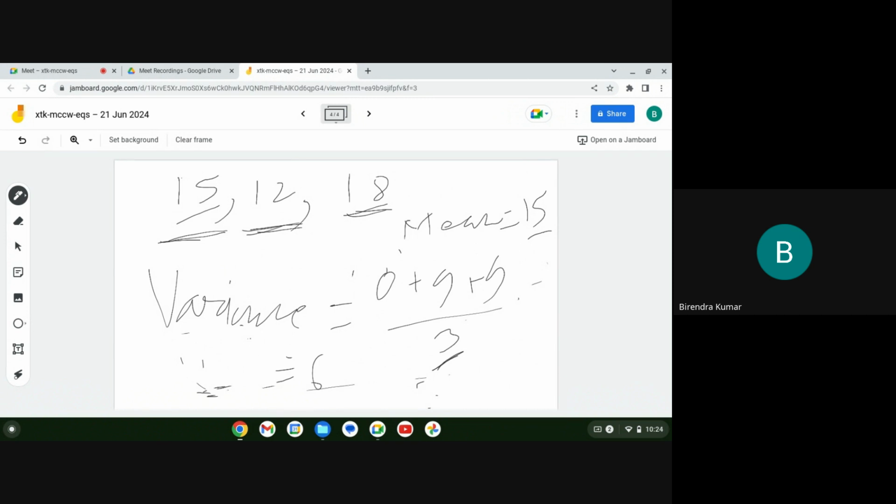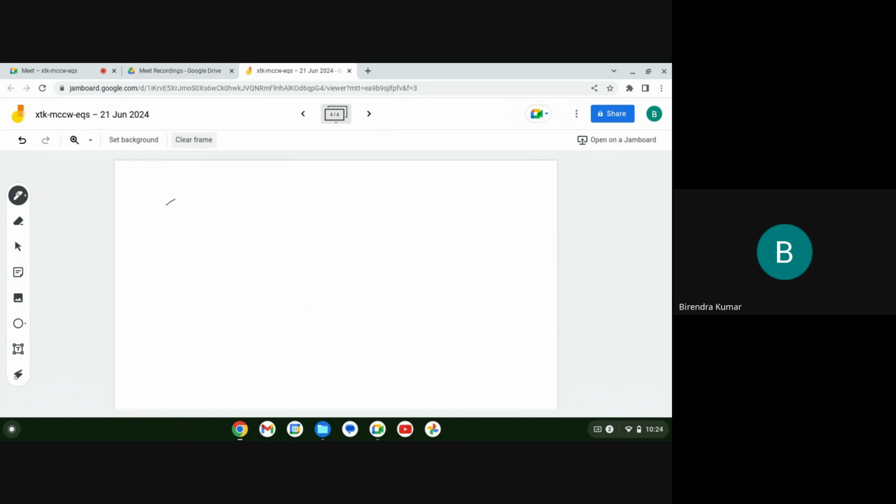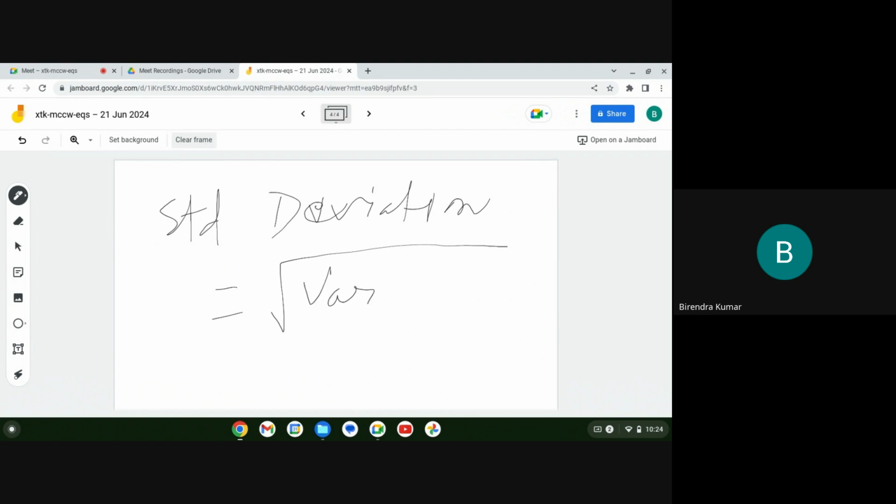Now, standard deviation. There is no formula. Standard deviation is nothing but the square root of variance. What did we get as a variance? It was 6. Square root of 6. That's what my answer is.